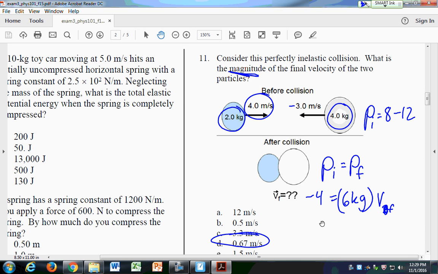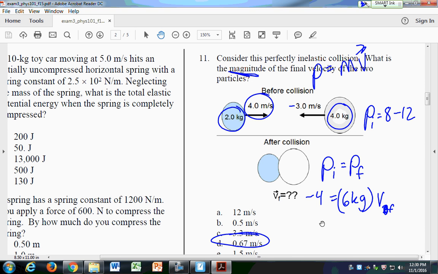Kevin? So you're just multiplying the velocity and the mass together? That's right. Momentum is mass times velocity. I'm adding them, but because this is a negative velocity, it's to the left, that's why I have this negative here. So I get 2 times 4 is 8, 3 times 4 is 12, but this is to the left, so it's minus 12. All right? Answer comes out to be 0.67. It's actually negative 0.67. 4 divided by 6 is 2/3.